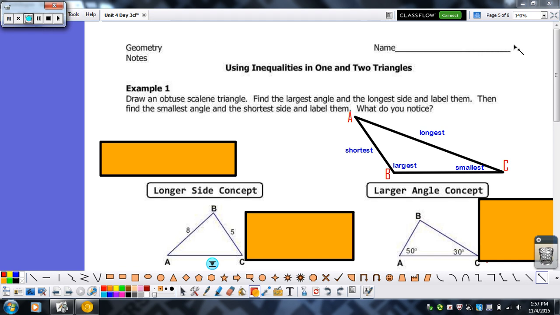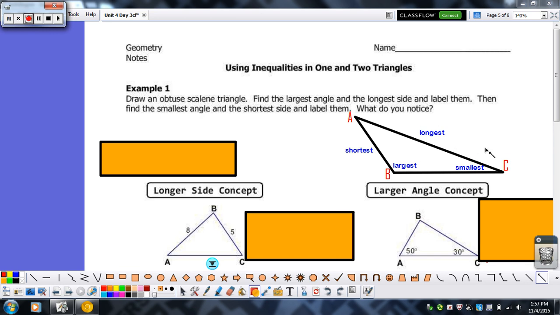The first example wants you to draw an obtuse scalene triangle, which I've done over here on the right, and label it A, B, and C. First thing it asks is to find the largest angle and the longest side and label them. I've done so. Angle B is our largest angle, and AC is going to be our longest side.